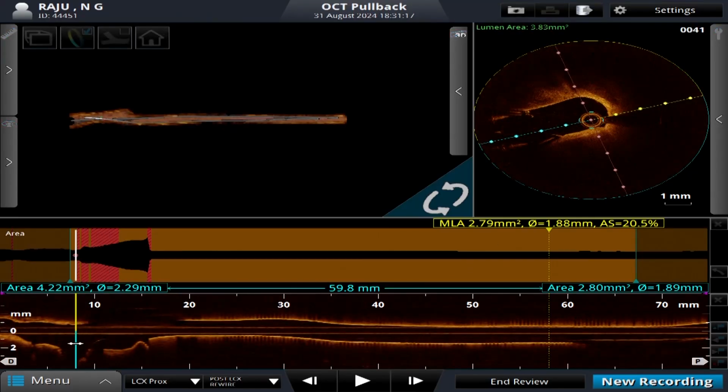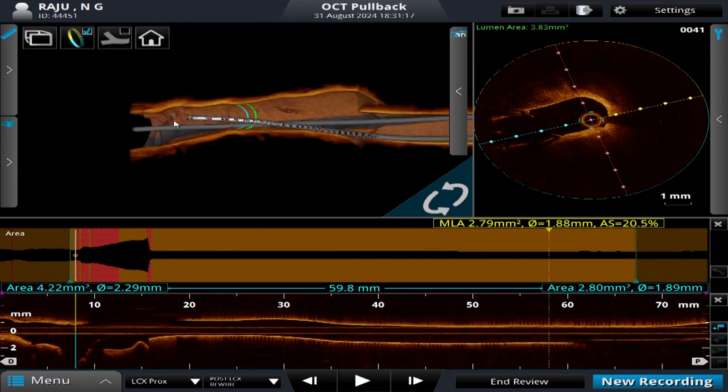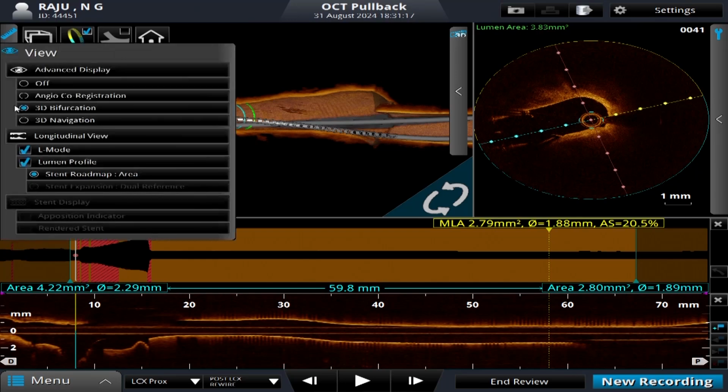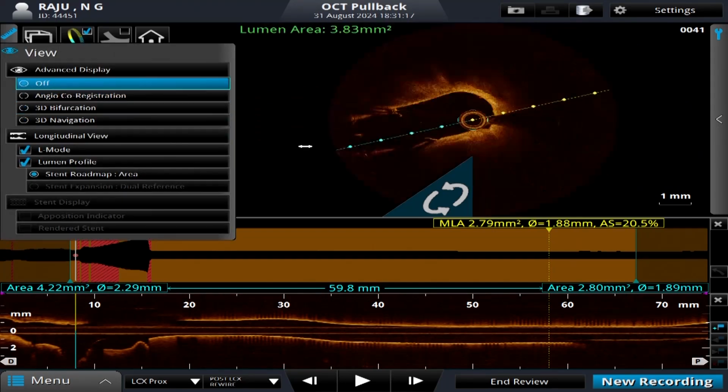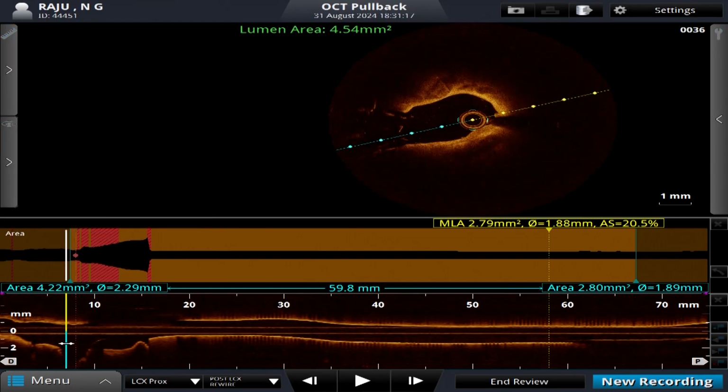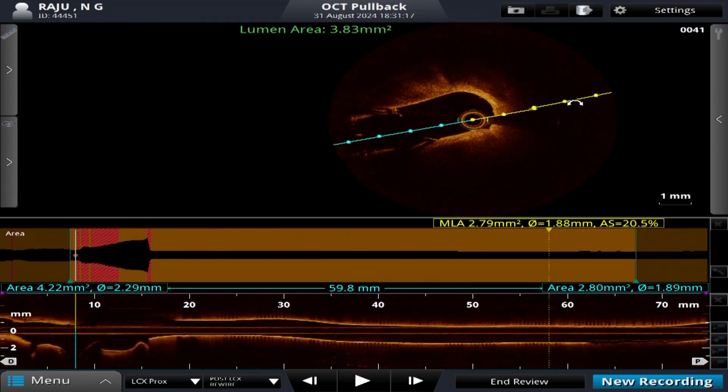Now, are we seeing any struts floating in the left main? In the 2D image, not in the 3D image. In the 2D, down there. Okay, down there. Yes. Rotate and show whether we are seeing 2 layers. We shouldn't be seeing.